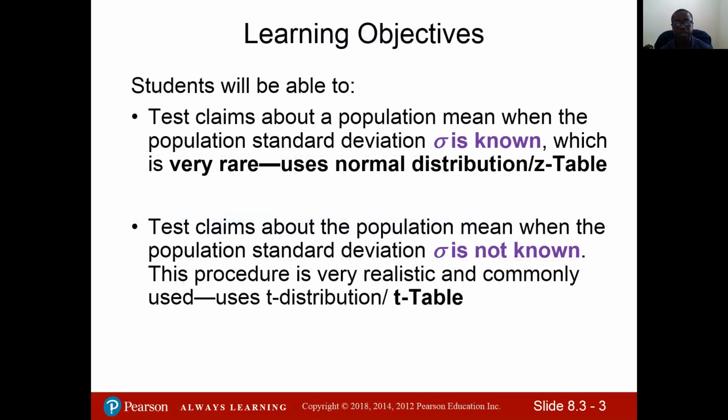Now, at the end of this, we should be able to test a claim about the mean when sigma is known, and then when sigma is not known. If it is known, we use the what? The normal distribution. If it's not known, we use the t distribution, or a z statistic and t statistic respectively.